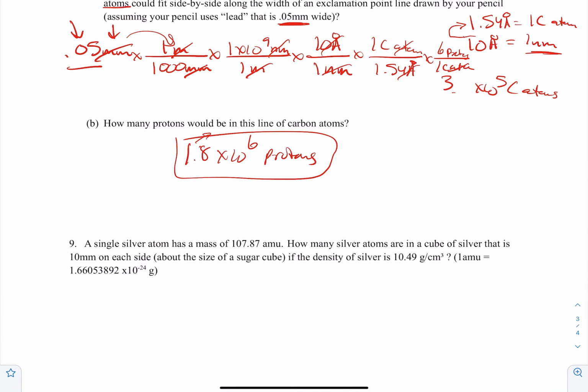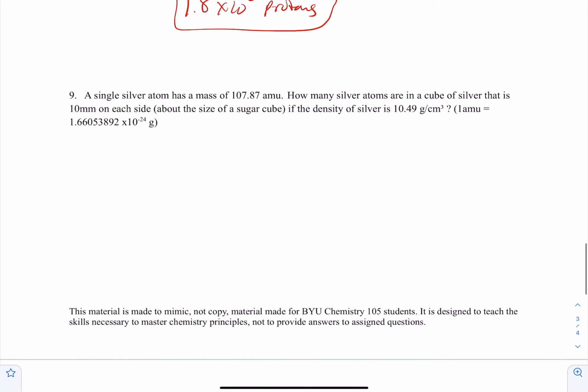All right, last one, number 9. A single silver atom has a mass of 107.87. How many silver atoms are in a cube of silver that is 10 millimeters on each side if the density of silver is 10.49 grams per centimeter cubed? And then they give you this conversion factor. Okay, so now, before you use this conversion factor, I actually want to exit out because you technically don't need it, and I'll show you why.